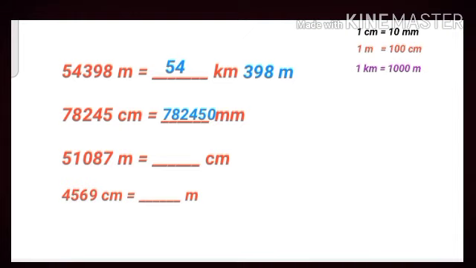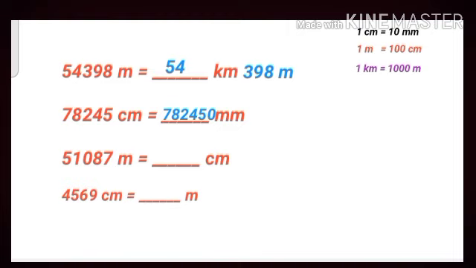Now we can come to the next example. 4,569 centimeter equal to dash meter. Just compare it. Centimeter, meter. Small to big. Small to the biggest unit. So it's a division. By which number do we have to divide it? That is 100. Yes, that is 100. Meter, centimeter is there. So we have to divide it with 100.